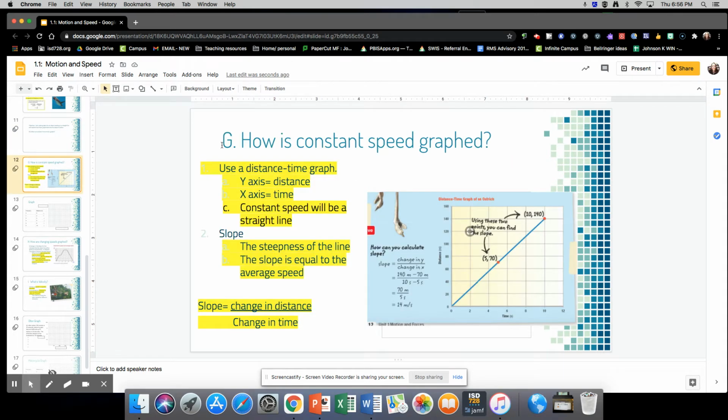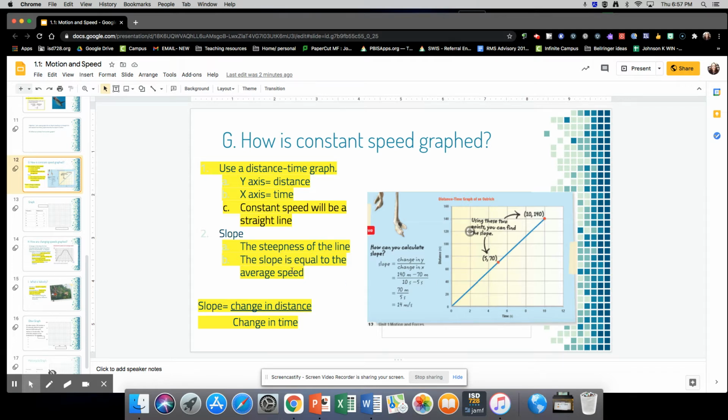This is part G because it's a continuation of your other notes. So how is constant speed graphed? First we're going to use something called a distance time graph. Our distance is always going to be on the y-axis, and our x-axis is always going to be the time. If we have a constant speed, we're going to have a straight line like this.